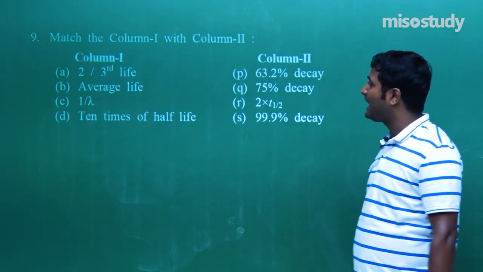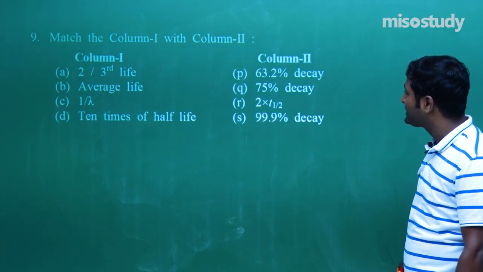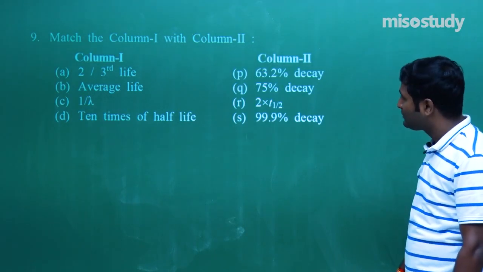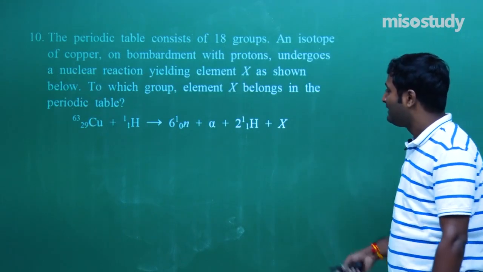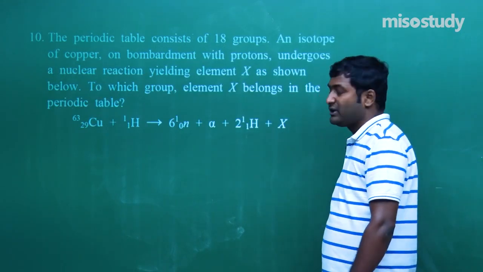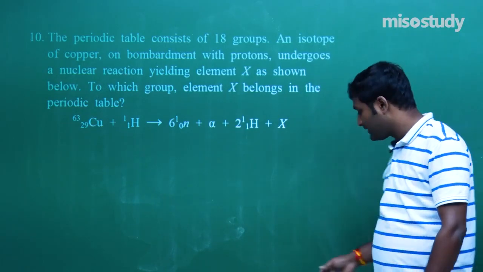Now for question number 9, what are the options? For A, that is Q and R. For B, that is P. For C, that is also P, and for D, that is S. Now for question number 10, X is Fe, which belongs to group 8. I think now you can easily solve such kind of questions.